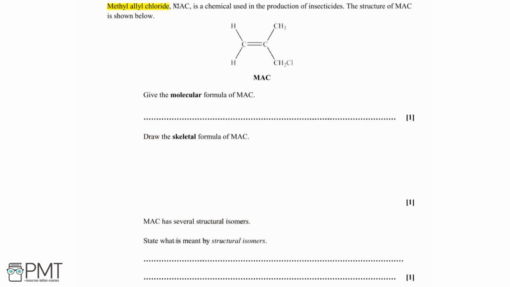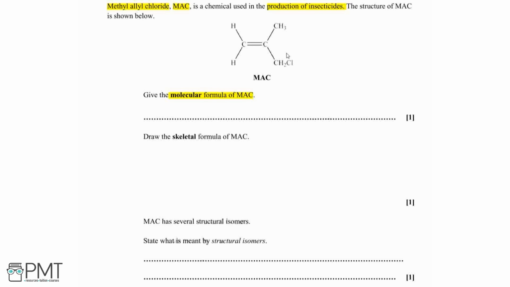Methyl allyl chloride, MAC, is a chemical used in the production of insecticides. We can see the structure of MAC here below. And we need to give the molecular formula of this compound here. So our molecular formula is our actual whole number ratio of the atoms within the compound. And we can see that we've got carbon, hydrogen and chlorine within our compound. So let's count up the numbers of the different atoms.